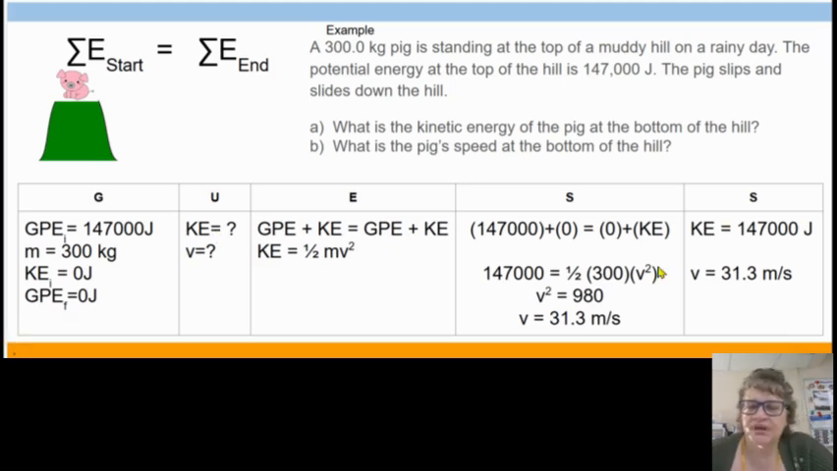The second part is to take that kinetic energy and substitute it into kinetic energy equals 1/2 mv squared to get V. So I substituted 147,000 equals 1/2 times 300, because the pig does not lose weight as he goes down the hill, times V squared. Okay, so if I take 147,000 and divide by 1/2 of 300, I end up with 980. So V squared is 980.